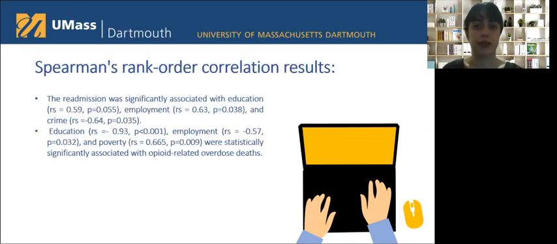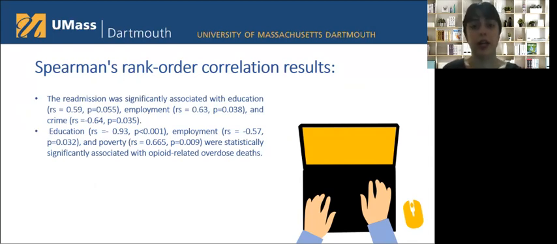Among 40 counties in Massachusetts, 11 counties were analyzed. The readmission was significantly associated with education, employment, and crime. Based on the percentage of population, the county with a higher percent of higher educated people was statistically significantly associated with higher readmission. Similarly, the labor force was statistically significantly associated with higher readmission. However, crime was negatively associated with readmission.